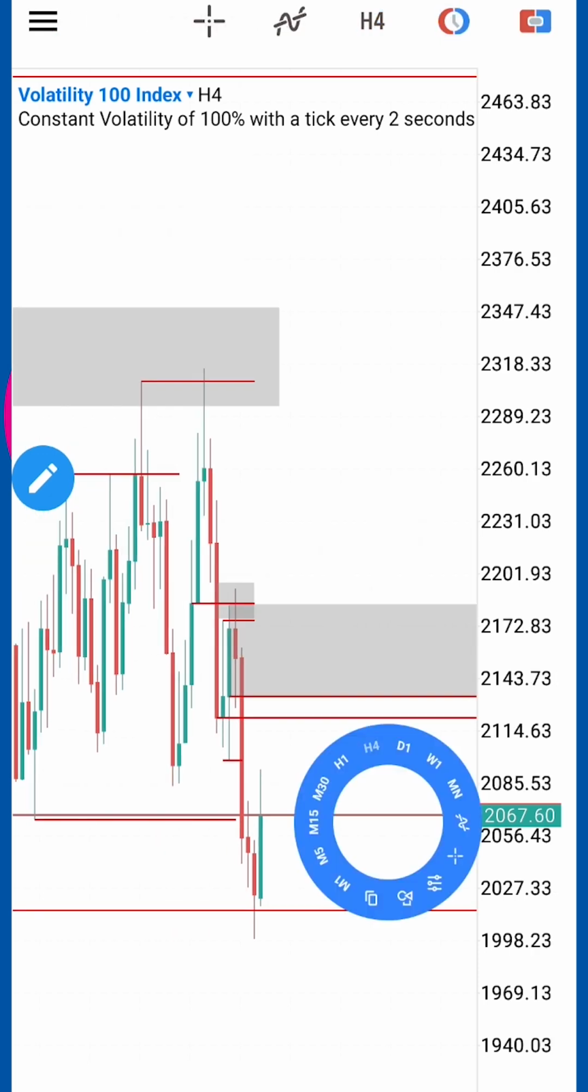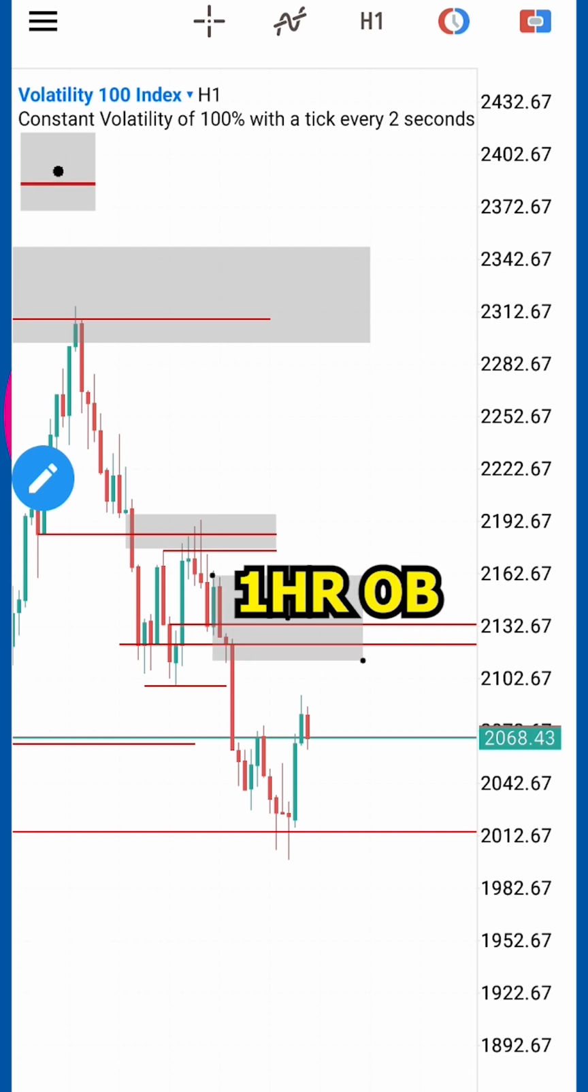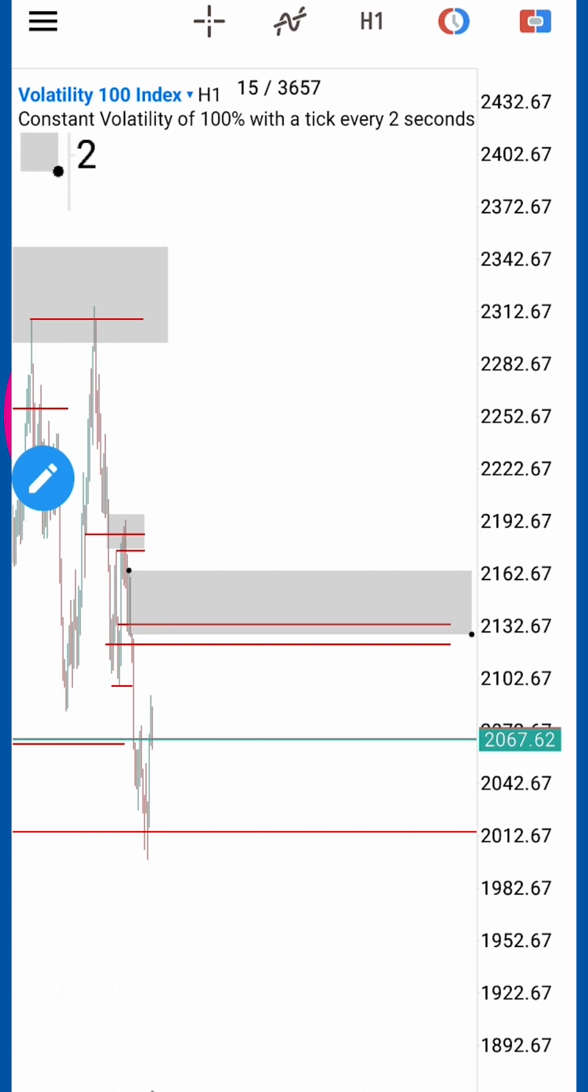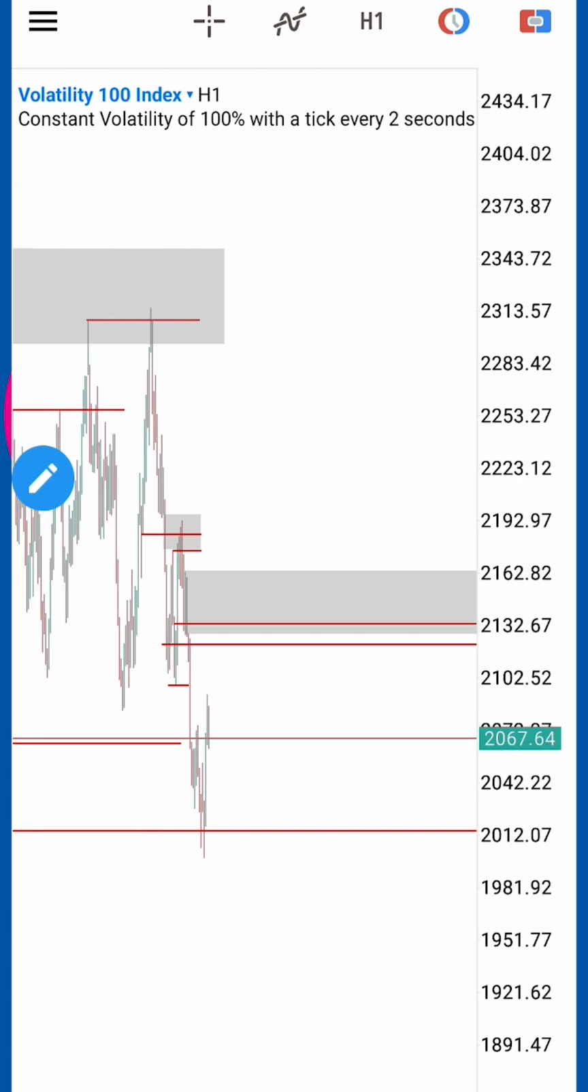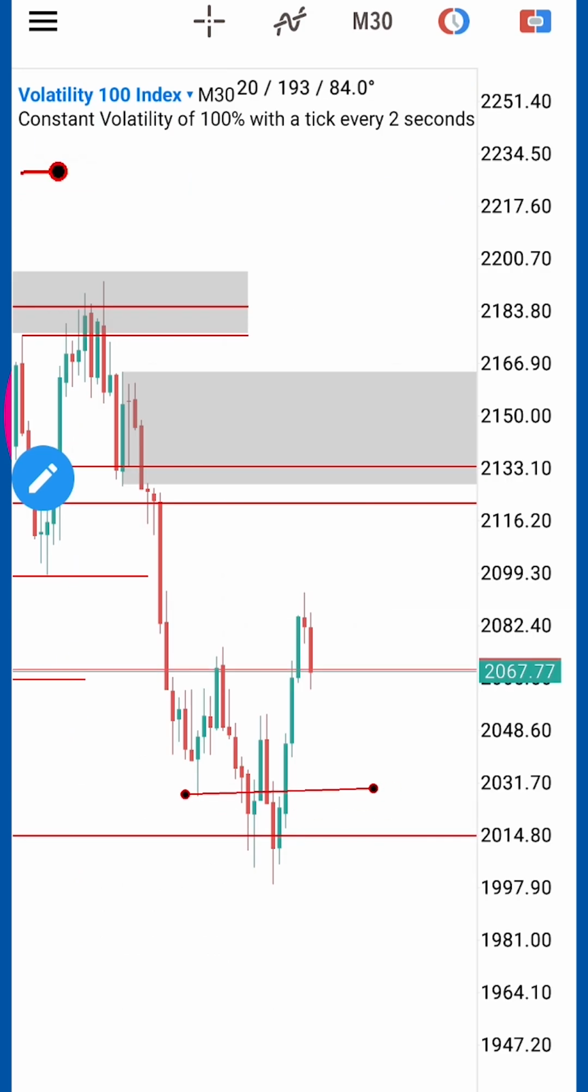Now I'm going to also show you the buy, why I want to buy. So yes, of course, price is going to also respect that 1-hour order block. That's where we're going to be selling, within that 1-hour bearish order block. So now that you have seen my sell perspective, I want you to see my buy perspective.